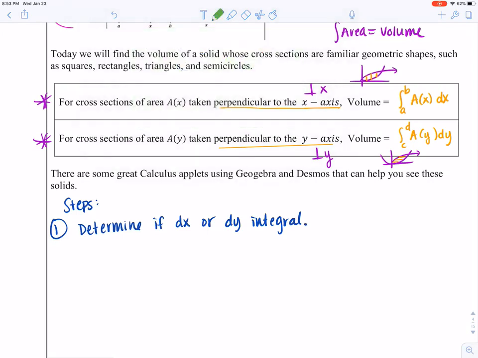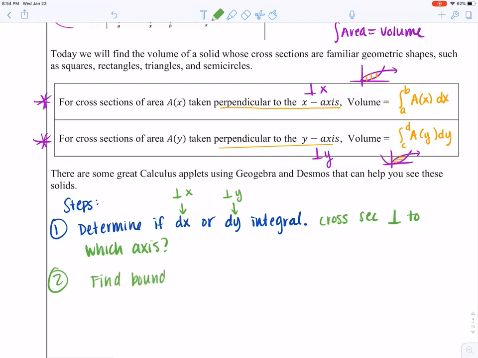And you'll know based on the problem setup. If it's a dx integral, remember that it's going to be perpendicular to X. If it's a dy integral, it's going to be perpendicular to Y. And you'll know based on cross sections perpendicular to which axis. Okay? Step number two. You need to find your bounds of integration, and you can do so by finding intersections.